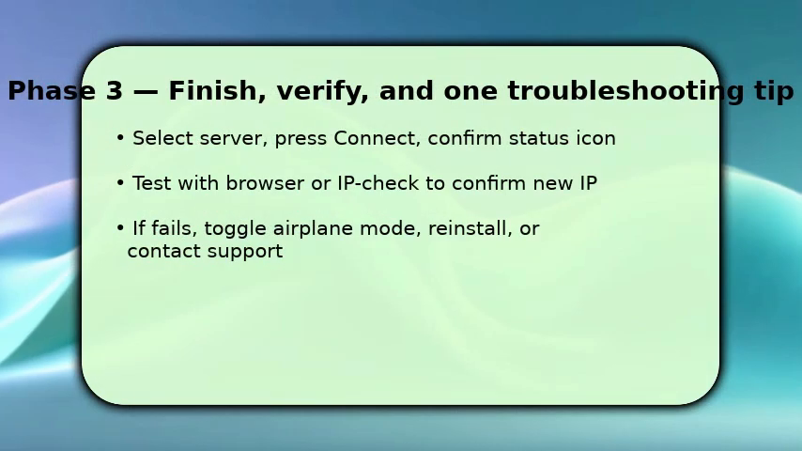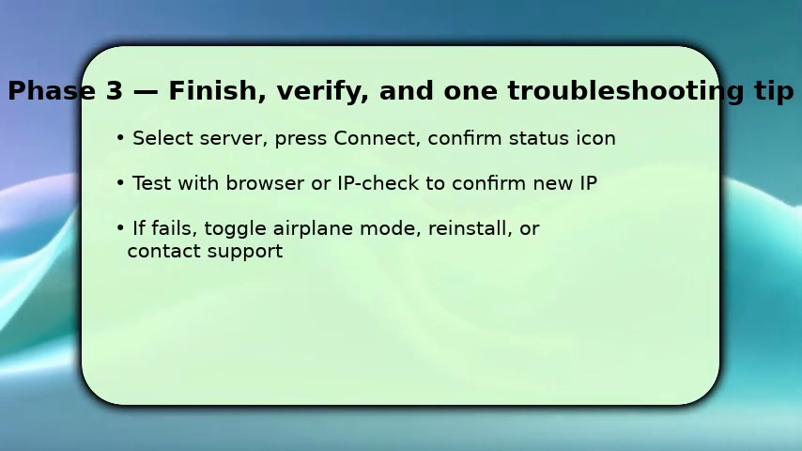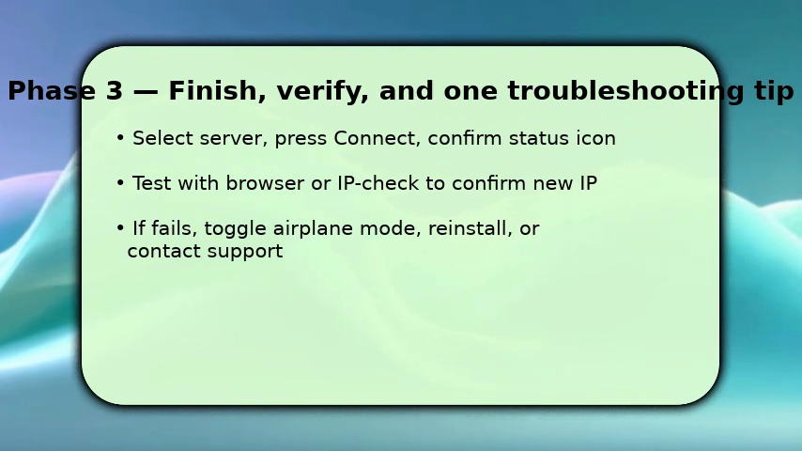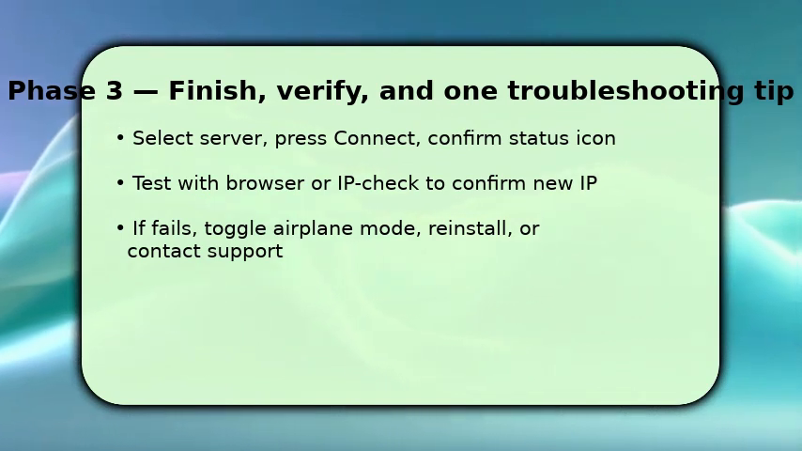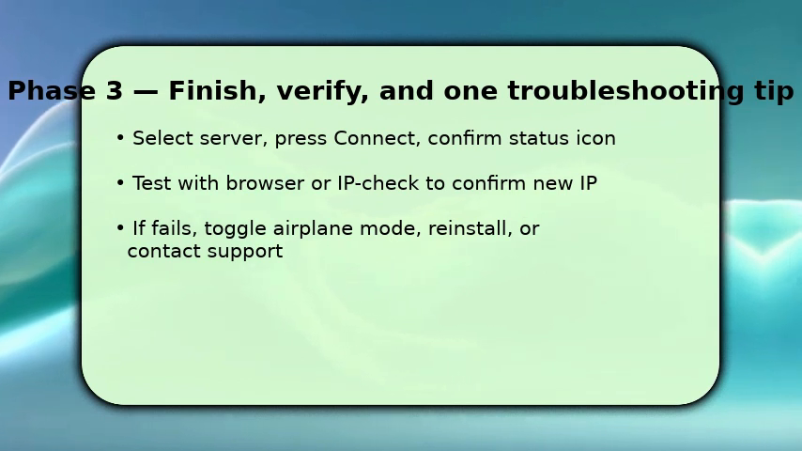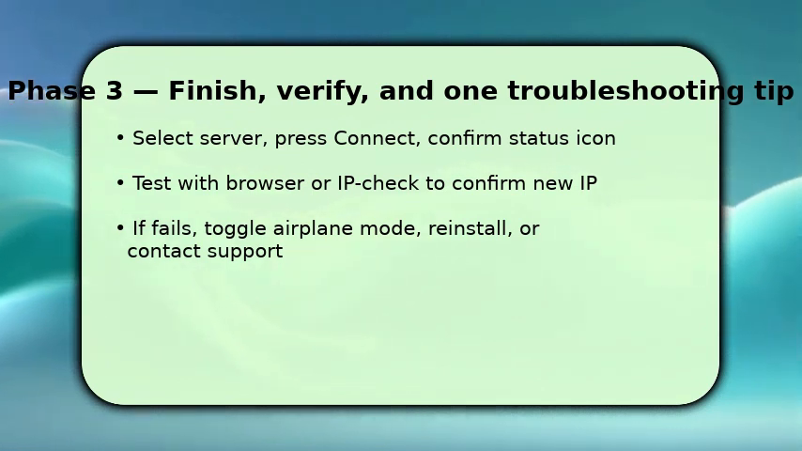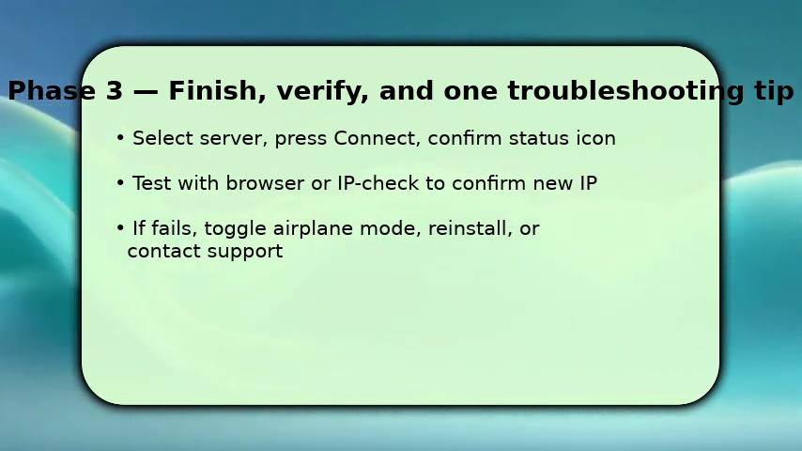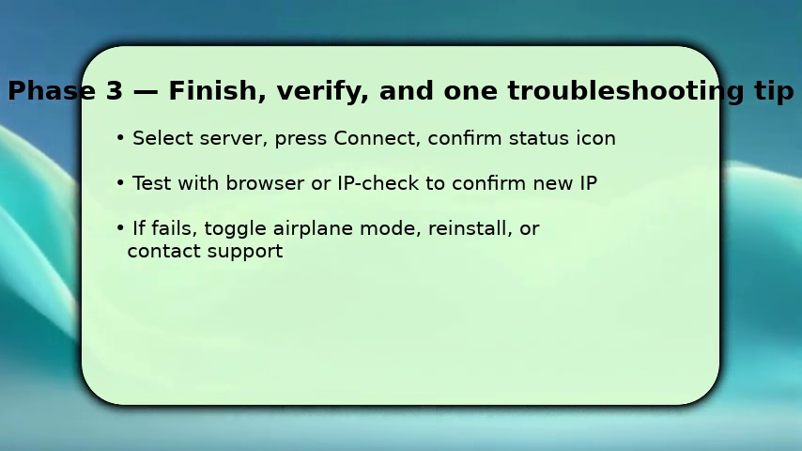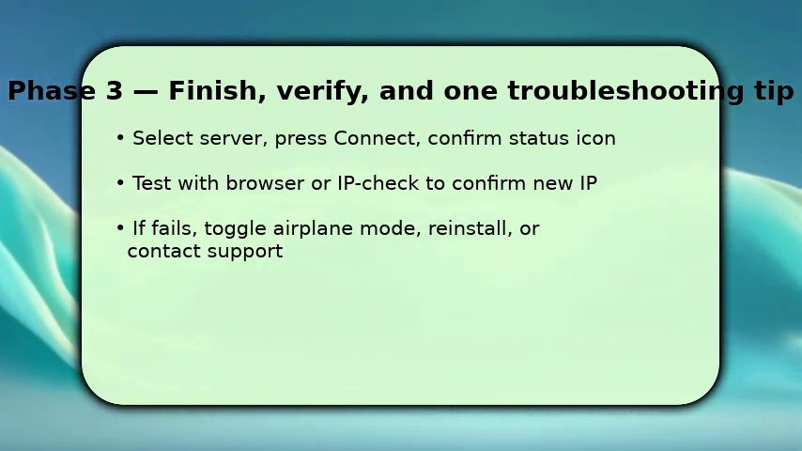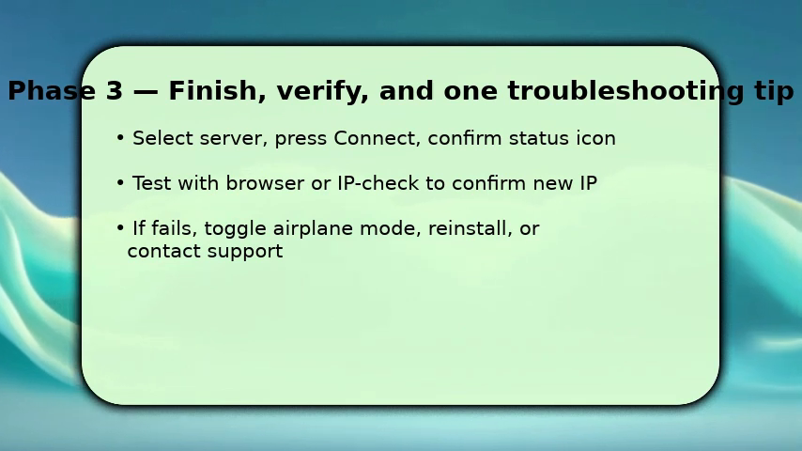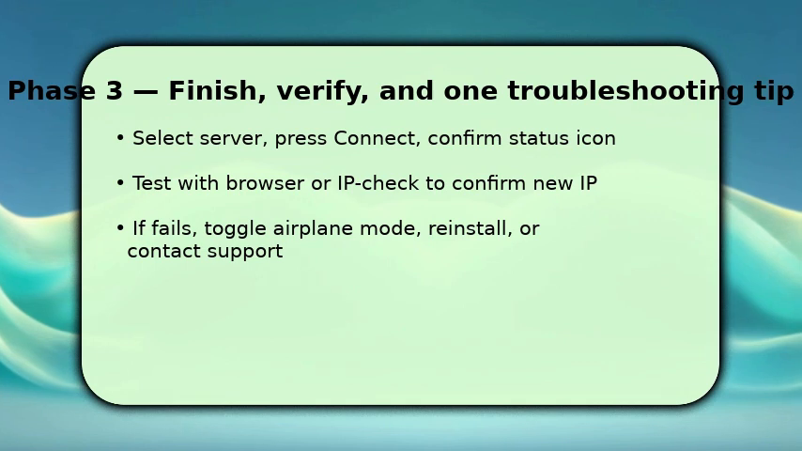You finish by connecting and verifying the tunnel. Select a server region, press Connect, and watch for the VPN status icon in the status bar or settings. This indicates active routing. Then verify by loading a web page or using an IP check to confirm your visible IP and location changed. If connection fails, make sure the app has VPN permission, toggle airplane mode, restart the device, and reinstall if needed. If problems persist, contact the VPN provider's support with logs and device details for faster resolution.